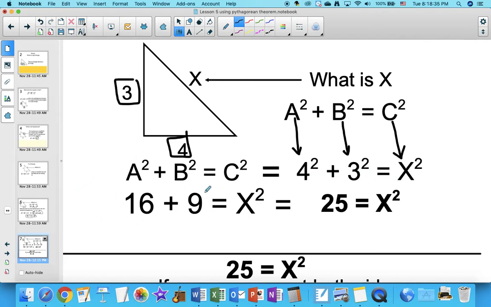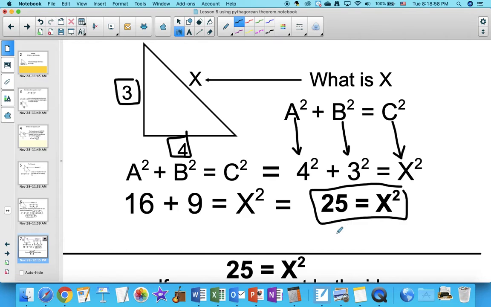Well, when we simplify this even further, 16 plus 9 is 25. So we know that 25 is x squared. Now, a common mistake is people will stop right here. They'll say, oh, I know what x is. It's 25. Don't do that, because you see right here is that little 2. That little 2 means you have 2 x's here. Remember, this little exponent here is telling you how many x's you have.